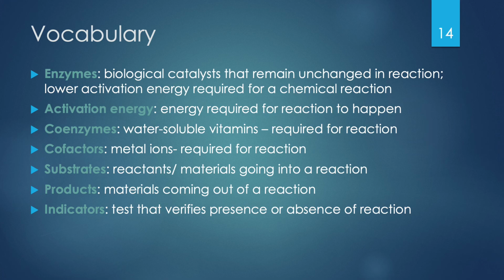Now, coenzymes and cofactors are very similar in that they're both required for a reaction to occur, but coenzymes are typically water-soluble vitamins, whereas cofactors are actually metal ions. Now, substrates are going to be the reactant or whatever it is that goes into the reaction. So from the previous slide, those were the two yellow blobs at the top that S1 and S2 were the labels on them. And then the product is when you've bound that S1 and S2 together. So now they are a joined substance. So that is the material that comes out of a reaction that an enzyme has facilitated. And an indicator is just any test at all that will verify for you the presence or the absence of a reaction. So an example of an indicator would be something like a litmus test.